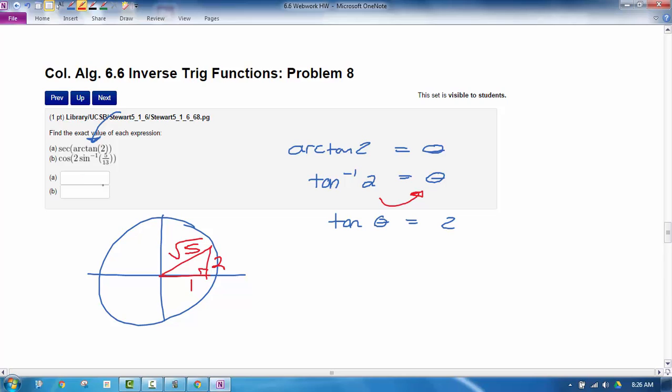And now I can do the secant. The secant of this angle, this is my theta right there. Now the secant's really 1 over cosine. So since I called this thing theta to start, I want the secant of theta. I want 1 over the cosine of theta, and cosine is adjacent over hypotenuse, so 1 over the square root of 5, which simplifies, if I multiply by the reciprocal, to the square root of 5.